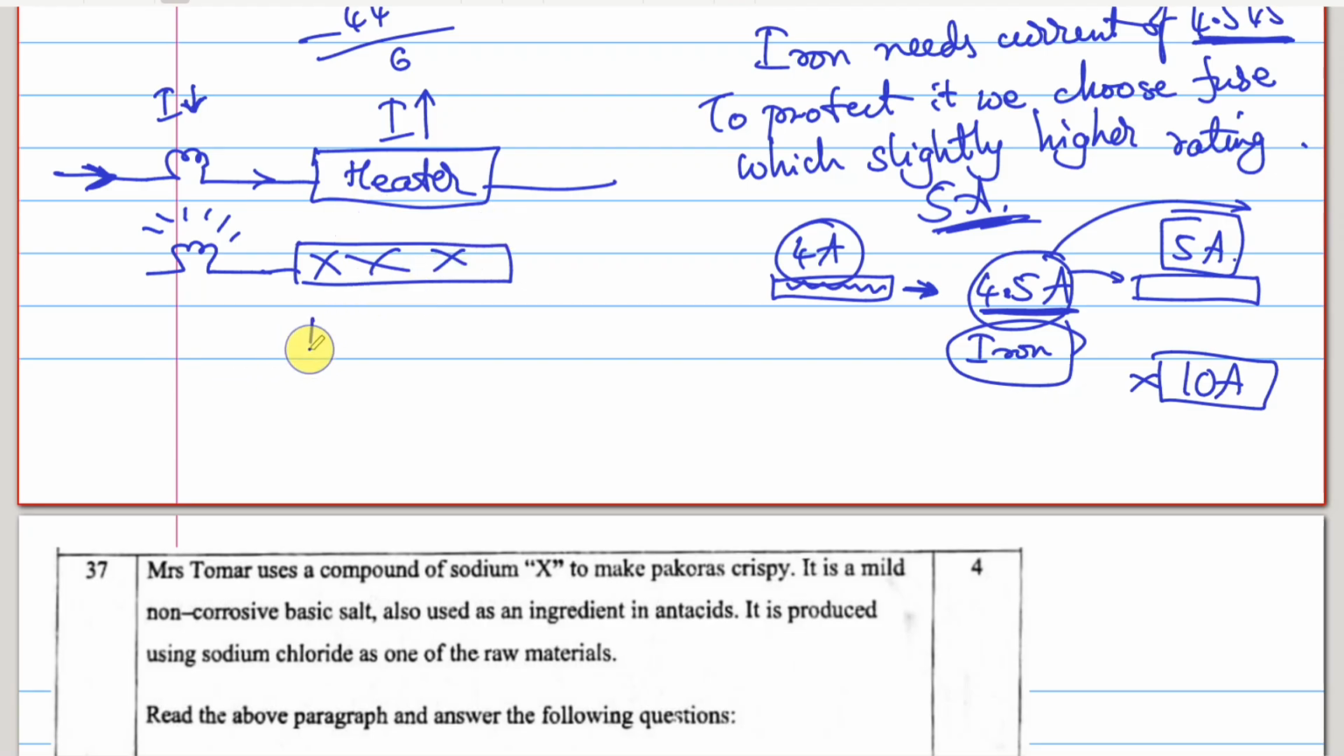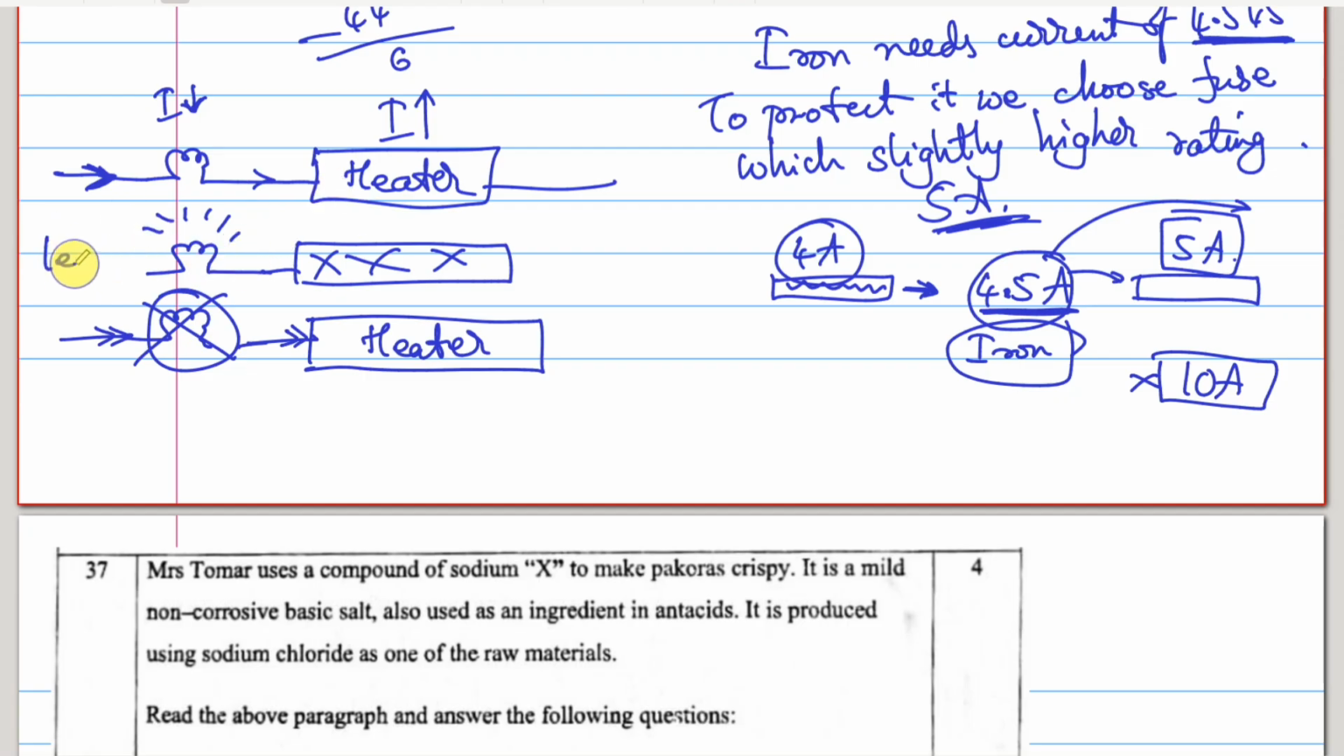And the other way around, if we try to use the heater and supply more current through the circuit, then that high current will also flow through the bulb and the bulb will stop working. It will get fused. It will melt away because it cannot withstand that high current. So that is why it is impracticable.